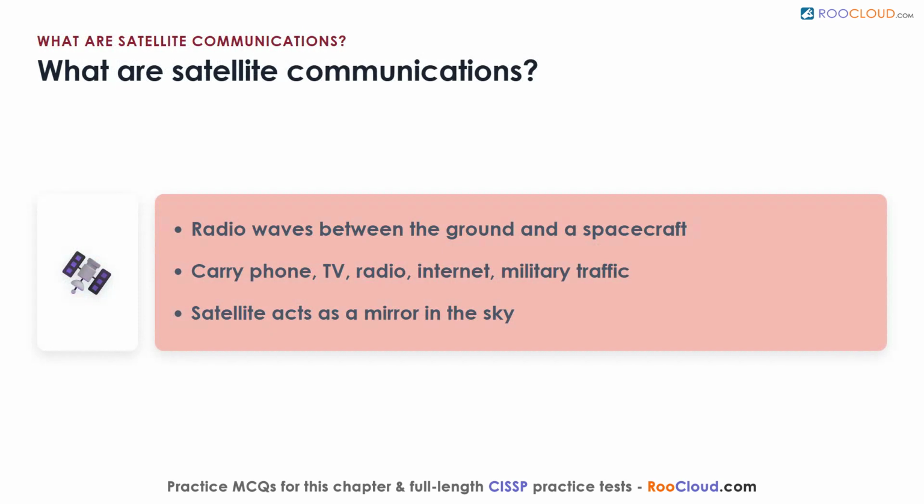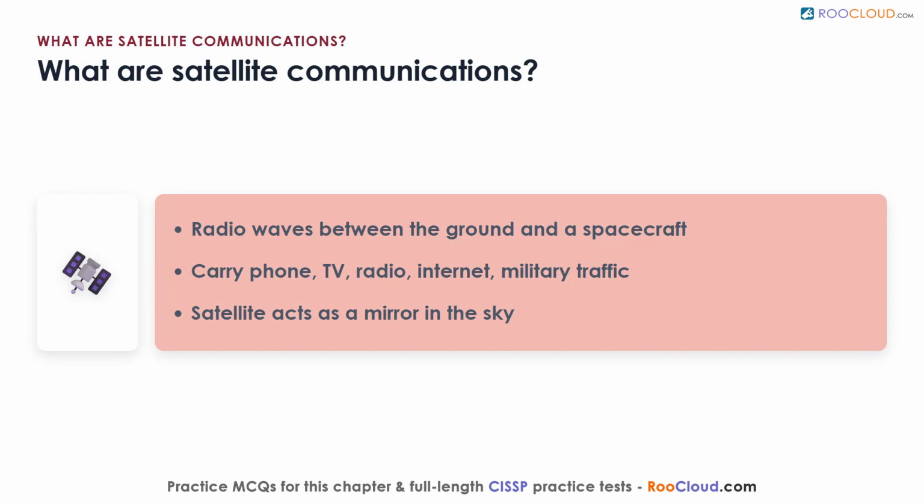What are satellite communications, and what do they carry? At heart, they are radio waves bouncing between spots on the ground and a spacecraft circling above. That simple relay carries an enormous range of traffic, including telephone calls, television, radio, internet access, and military communication. The satellite acts as a mirror in the sky, catching a signal from one location and reflecting it onward to another far away.